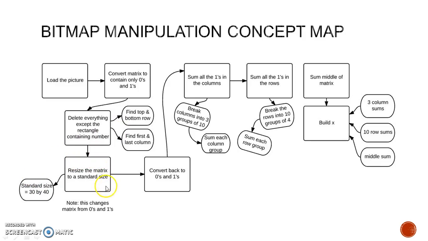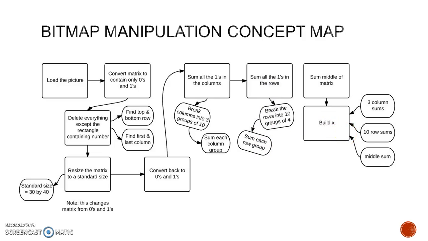Then we're going to use another function to resize the matrix to a standard size of 30 by 40. This is going to change the matrix from 1 to 0, so we're going to have to convert it back to ones and zeros. And then we have to sum up all the ones in the columns. We do this by breaking the columns into 3 groups of 10 and then summing each of those column groups. And then we're going to sum all of the ones in the rows by breaking the rows into 10 groups of 4, and then we have to sum each of those row groups.